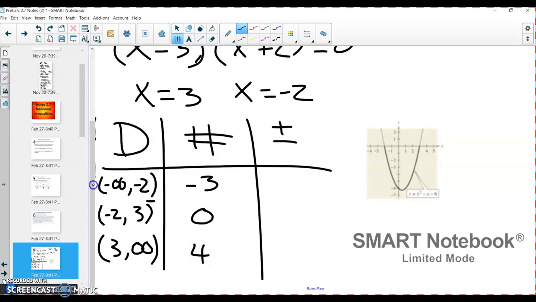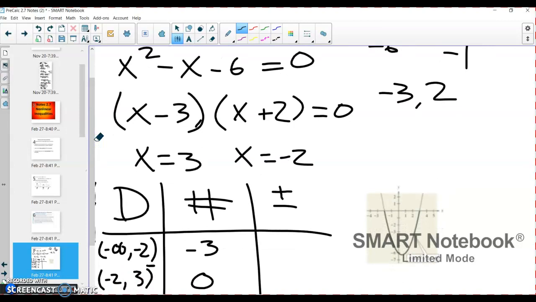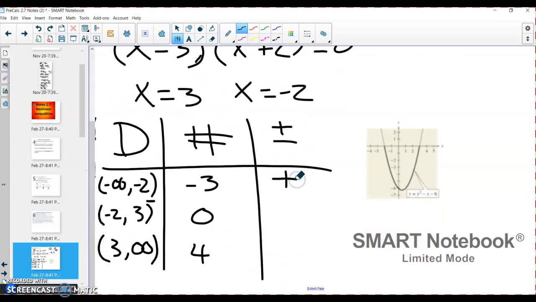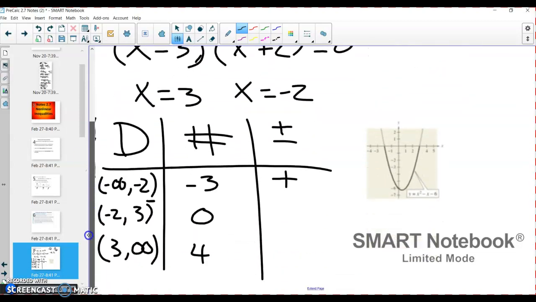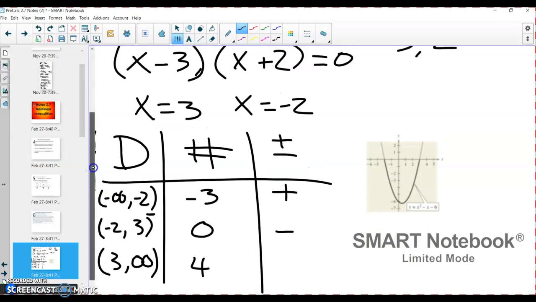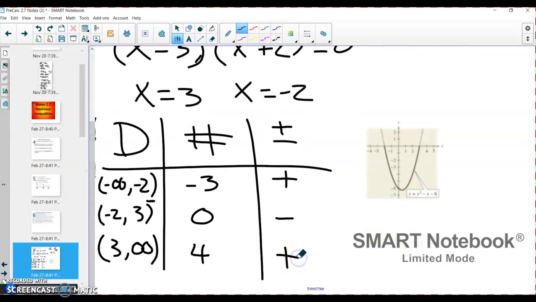Now I'm going to test each one of them in my original expression. -3 squared is 9. 9 minus a -3 is like 9 plus 3, that's 12. 12 minus 6 is 6. I don't really care that it was 6, I care that it's a positive. The next one is 0. I plug in 0 and get 0 minus 6, that's -6, so that's a negative. Then the last one, 4. 4 squared is 16. 16 minus 4 is 12. 12 minus 6 is 6, and that's a positive.